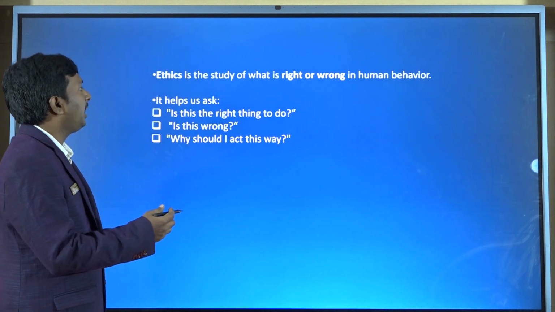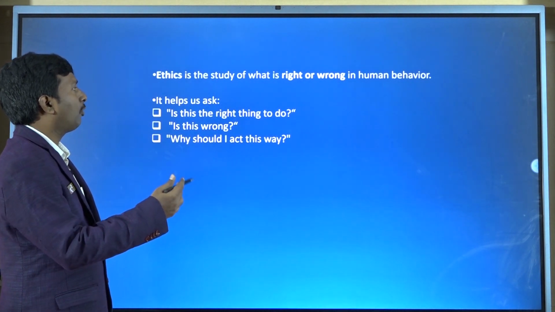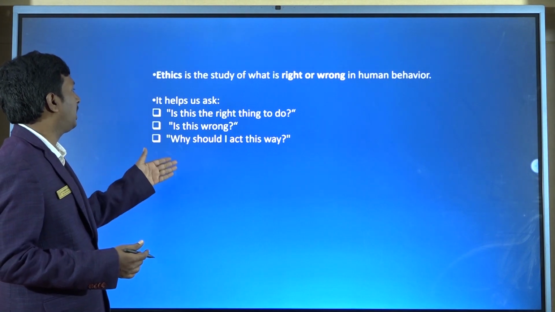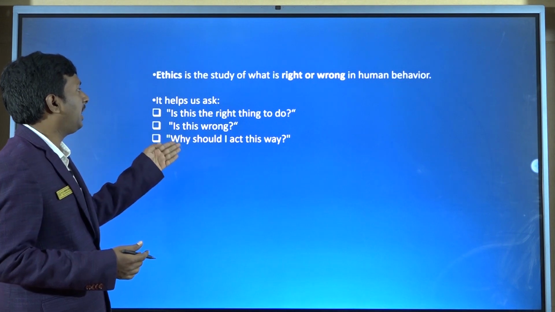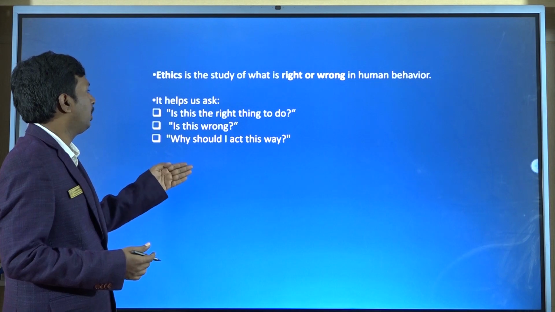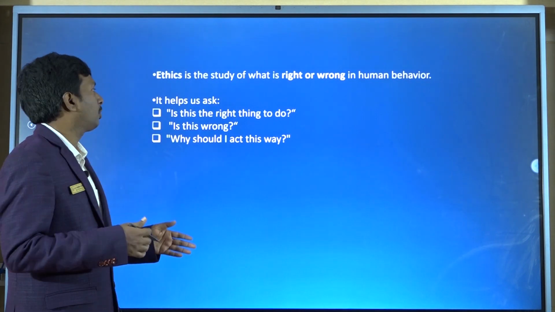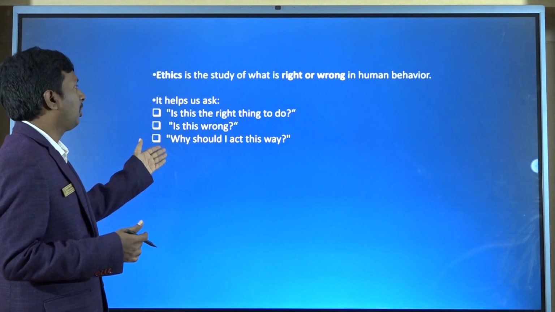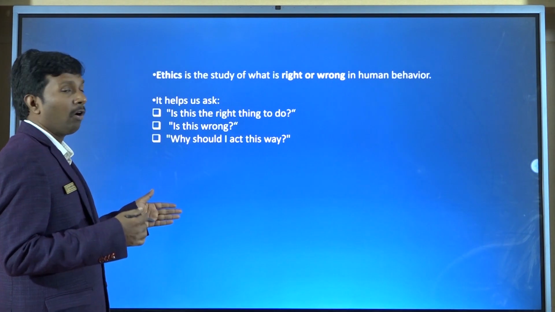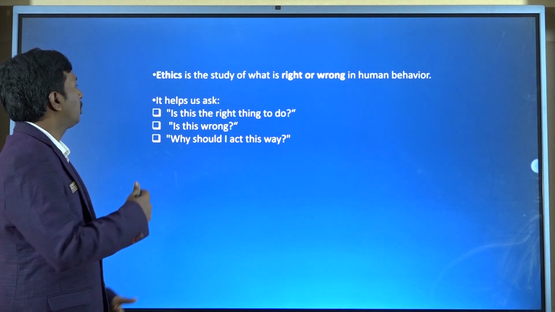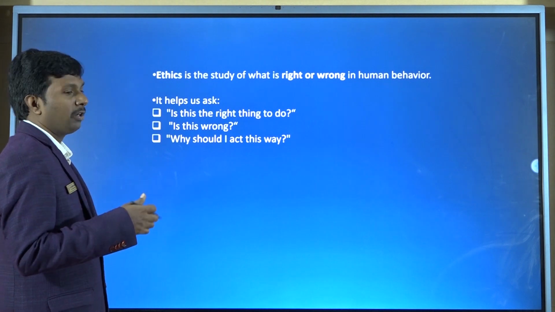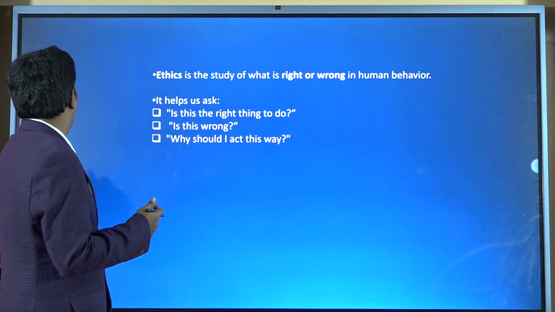Ethics is the study of what is right and what is wrong in human behavior. It helps us to ask ethics-related questions. Is this the right thing to do? Is this wrong? Why should I act this way? When a situation comes, have you felt, is this the right thing to do, or are we doing something wrong, and how do we have to act? These are the different questions when any situation comes. This is related to human behavior.